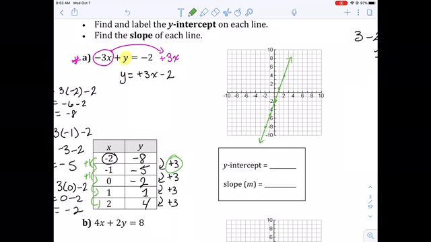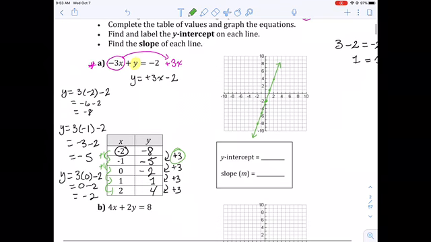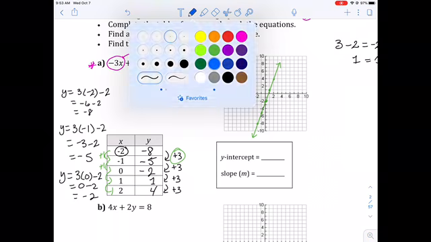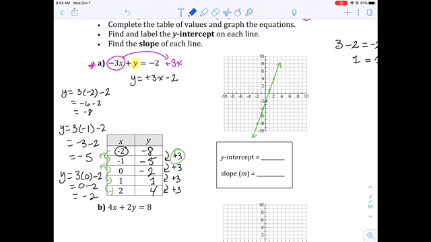And once we have our line, then we want to label the y-intercept and find the slope of each line. So let's find the y-intercept. Looks like our y-intercept is right here, because of course this is our y-axis. Okay, here's our y-intercept of negative 2. Okay, and our slope, if we use a couple of points that we have on the line, we can tell our slope is rise of 3, run of 1. We can say 3, or we could say 3 over 1, which we know is the same thing as 3.